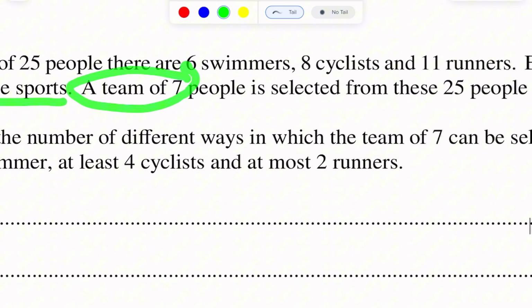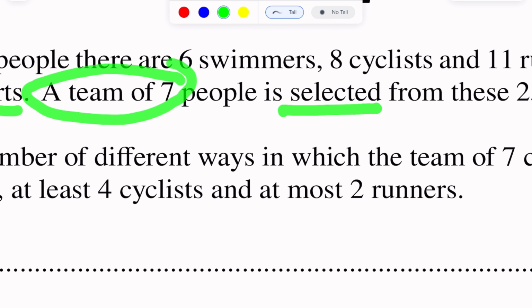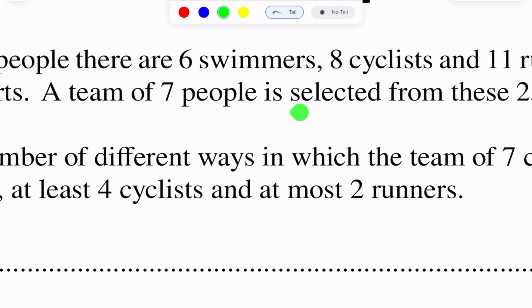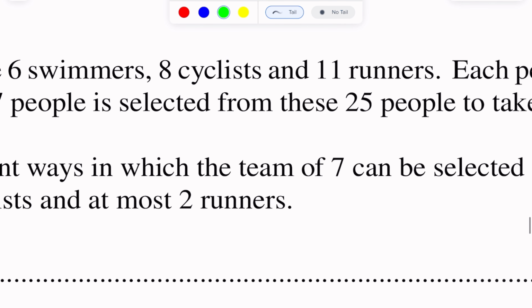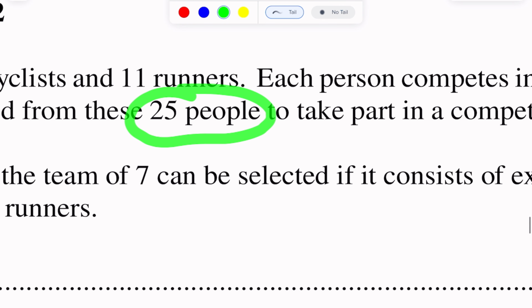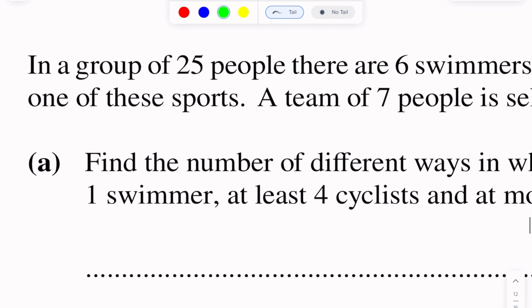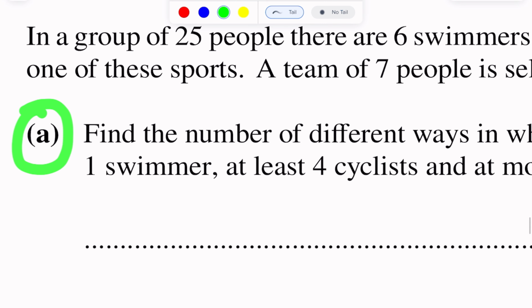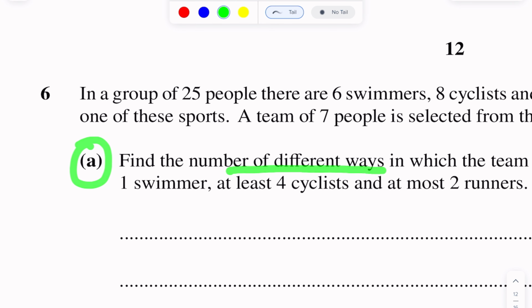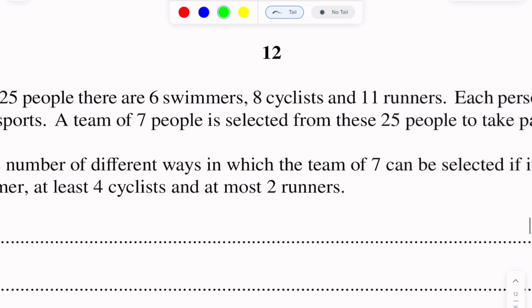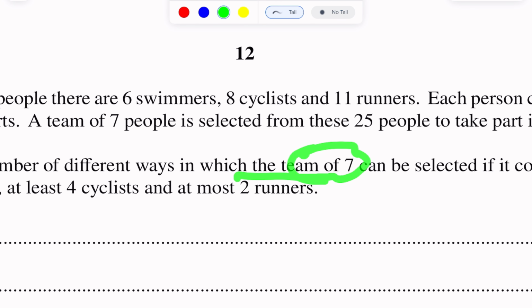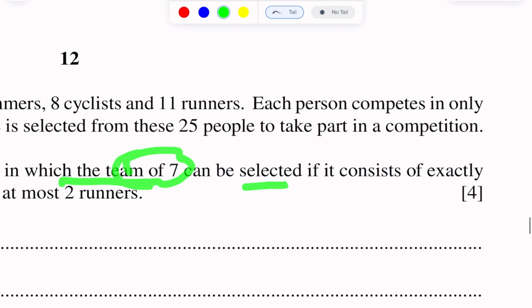A team of 7 people is selected. The word "selected" indicates that the question is of combination because there is no specific order in this part. A team of 7 people is selected from these 25 people to take part in the competition. Part A is: find the number of different ways in which a team of 7 can be selected.